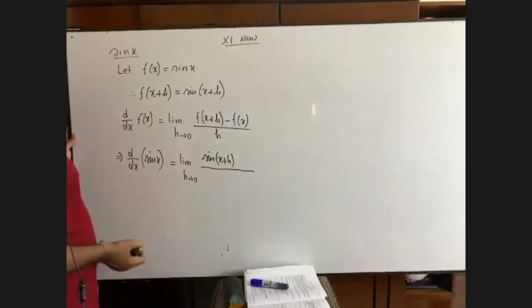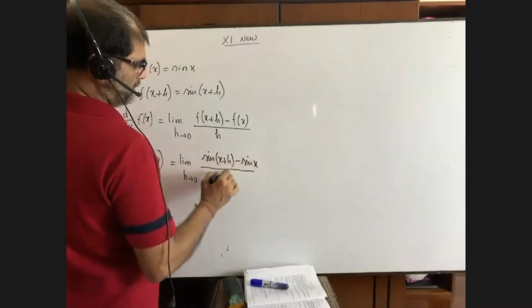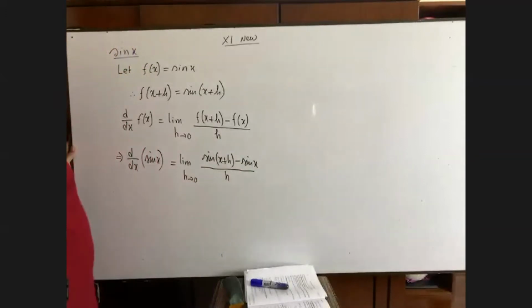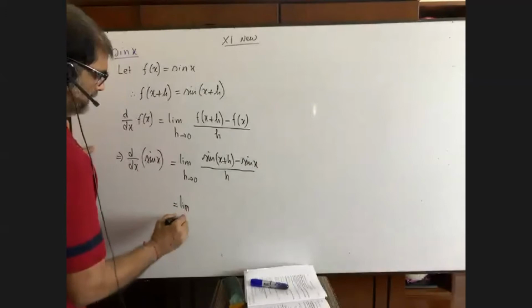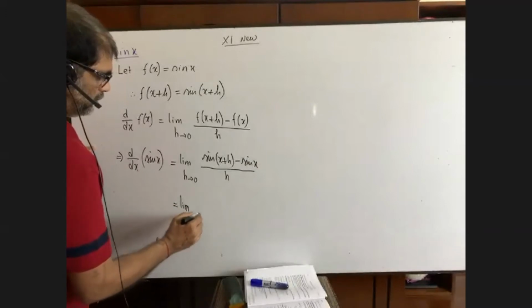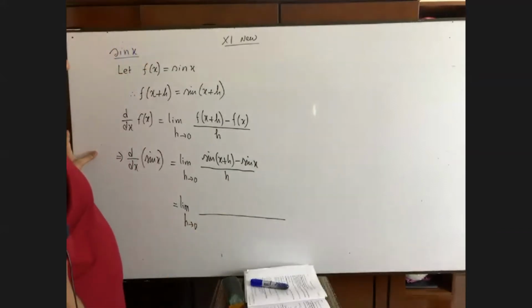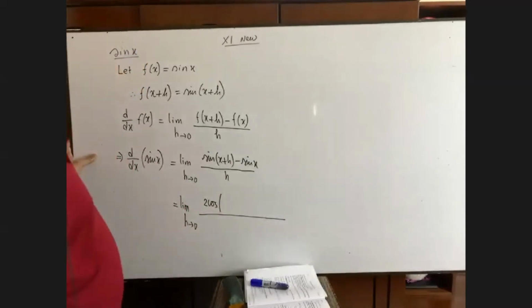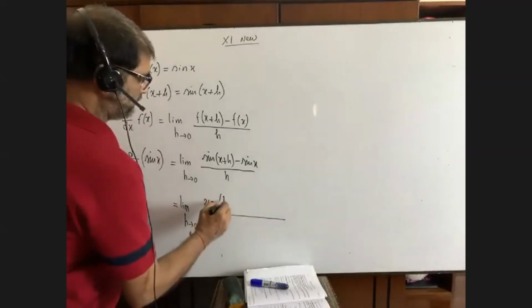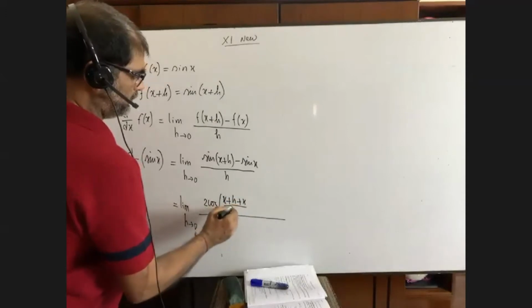What is the value of f(x)? Sin x. Now, in the numerator, we get the formula. What is the formula? Limit h tends to 0. Sin c minus sin d equals 2 cos, c plus d by 2.